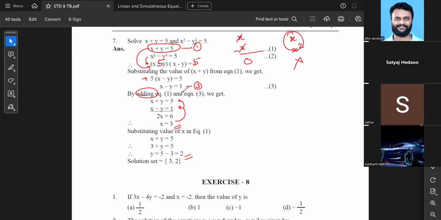Substituting the values of x plus y from equation 1. So you have x plus y multiplied by x minus y is equal to 5. Now you already know that x plus y is equal to 5, so you can directly substitute the value of x plus y over here. Instead of x plus y, you substitute 5, and then you have x minus y, and then you have 5 over here. So this is your equation which they have shown over here.